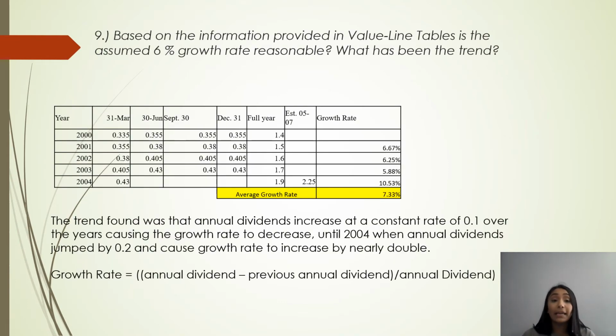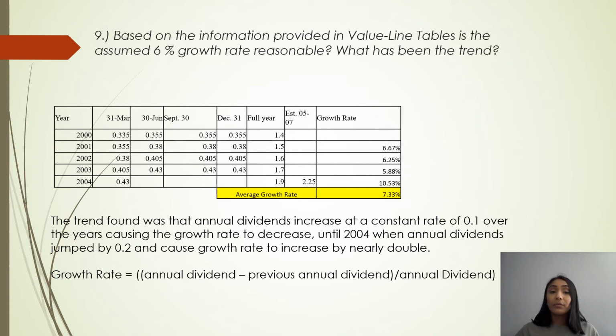For question 9, this question asked, based on the information given in the Value Line tables, if a 6% growth rate is sustainable. For this one, I calculated the growth rate. To calculate the growth rate, I took the annual dividends and subtracted the previous year's dividends, and then divided that by the annual dividends to get each year's growth rate. Once I found each growth rate, I got the average, and the average was 7.33%.